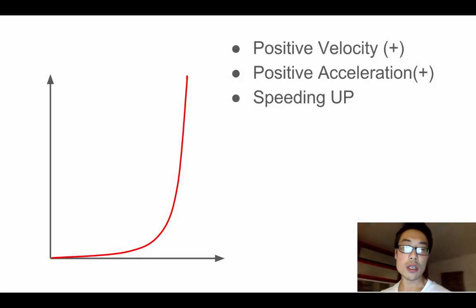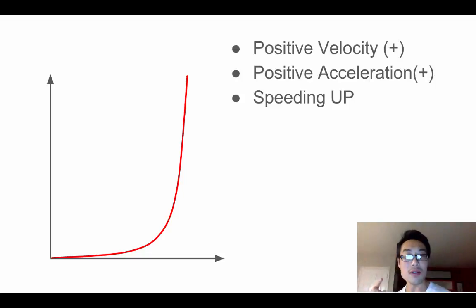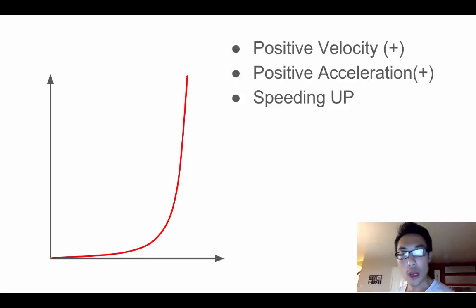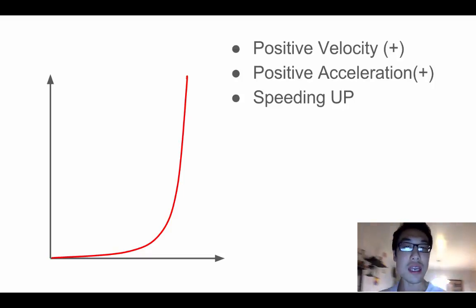So, a couple of key points. If there's a positive velocity with a positive acceleration, it is speeding up. Now, you'll notice that on the screen, I put in little positive symbols. If we have two of the same symbols, that must mean that the object is speeding up.